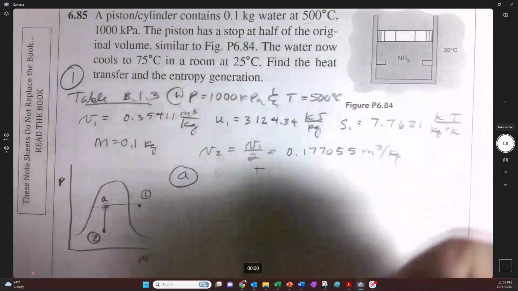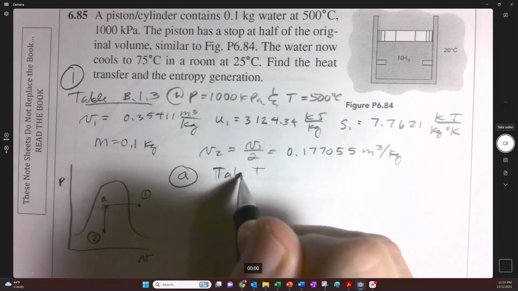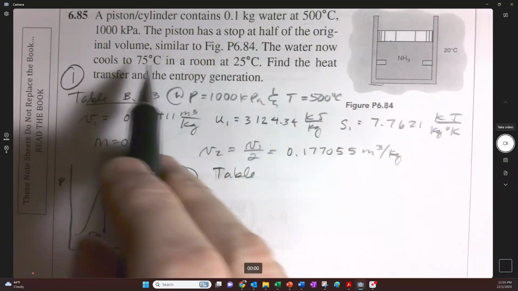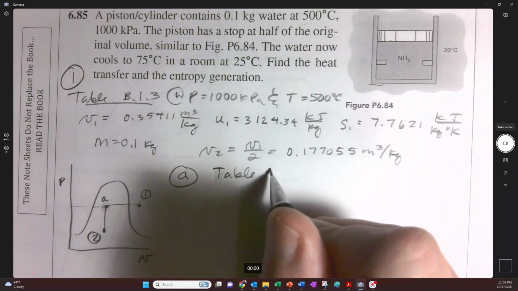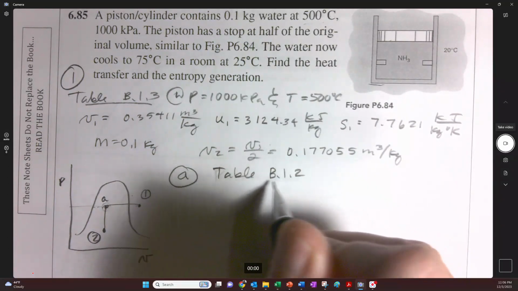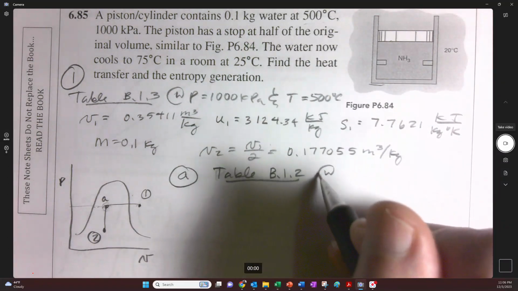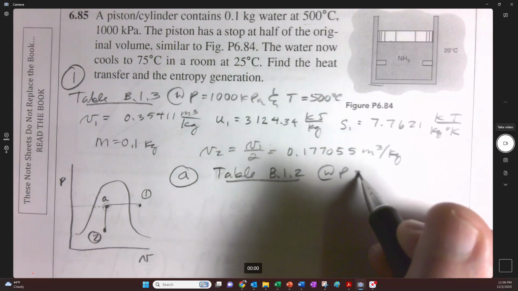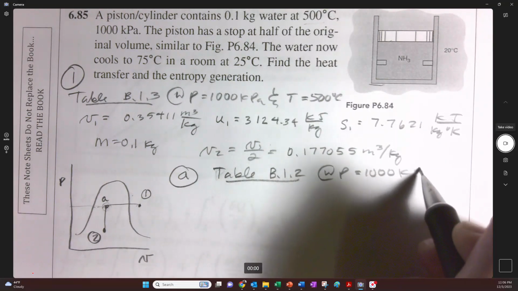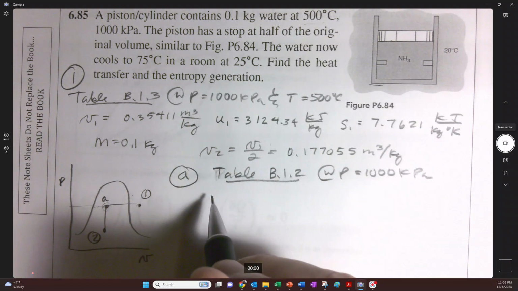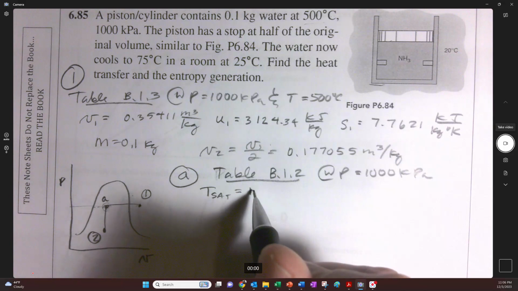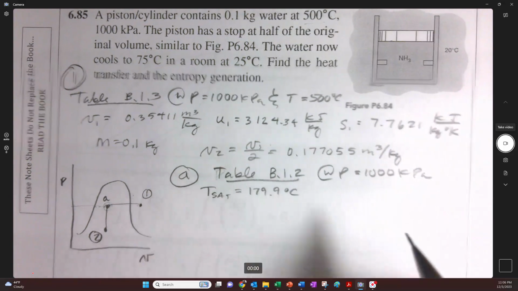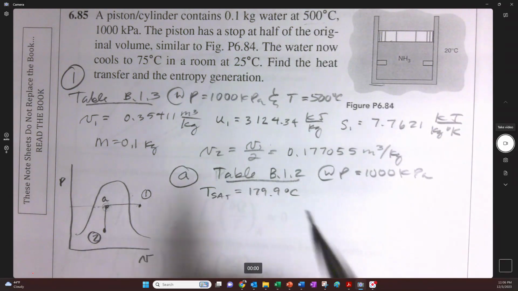We're in the mix region, so we go to the table, and we have a pressure. We know what the pressure is going to be right there, where it's still the same pressure when it hits these stops. It's going to be B.1.2, at P equal to 1,000 kPa. Do we need the temperature? I don't know. What's the saturation temperature? 179.9 degrees Celsius. If you had to draw it on a TS diagram, you would probably want that too.